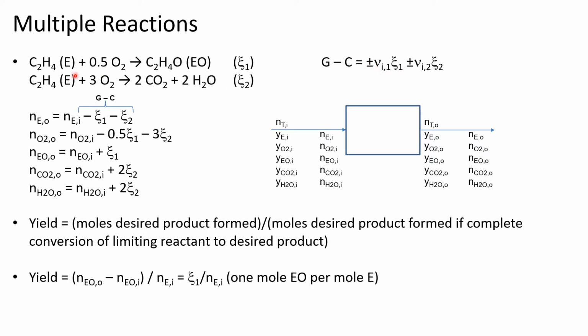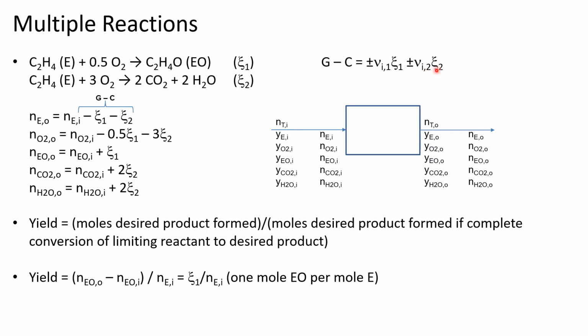So if I is E, for instance, in the first reaction here, the stoichiometric coefficient is 1. So we'll take plus or minus the stoichiometric coefficient for each species in the first reaction times the extent of the first reaction, plus or minus the stoichiometric coefficient for each species in the second reaction times the extent for the second reaction. All we've done is just add in an additional term, acknowledging that there can be consumption or generation in the second reaction or third reaction or fourth reaction that may occur in the reactor.